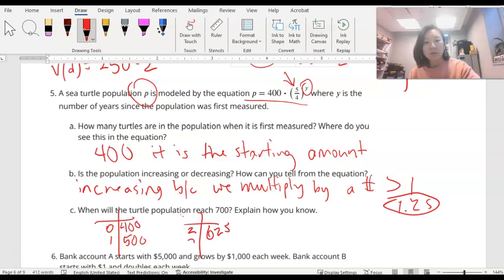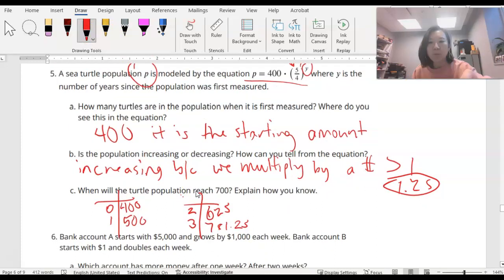All right. Then going to our next one, if we're doing 5/4 or 1.25 to the third power, and then multiplying by our original amount of 400, we get 781.25. So the turtle population will reach it between years 2 and 3, but definitely after year 3. All right. So again, you can make that table, plug in your years for Y, and then you calculate first that exponent and then multiply by your initial value.